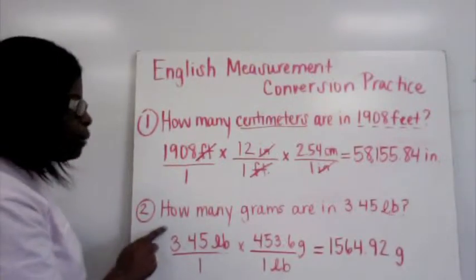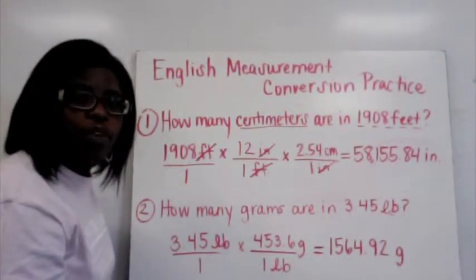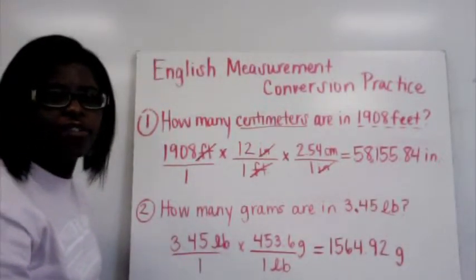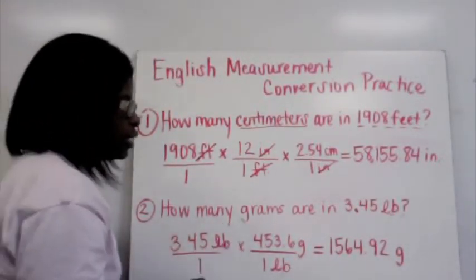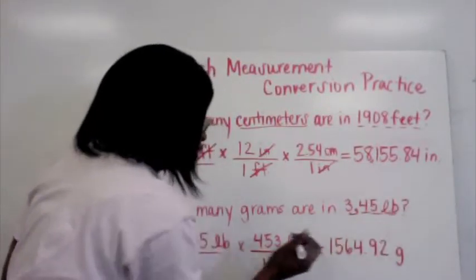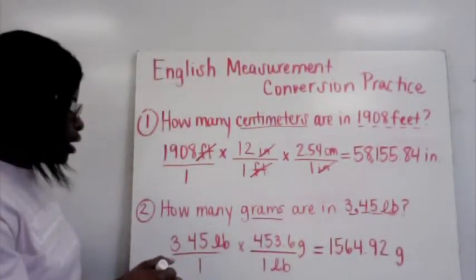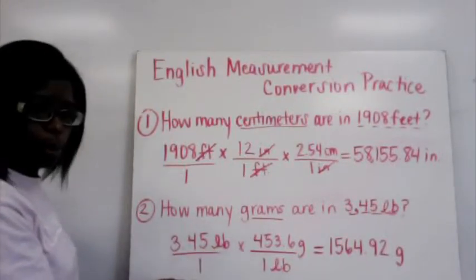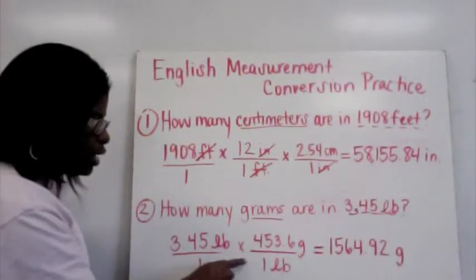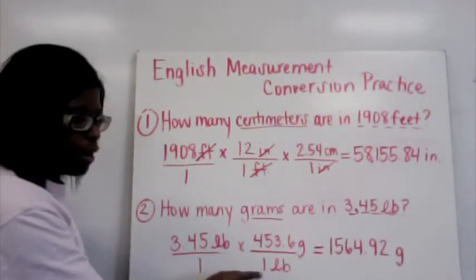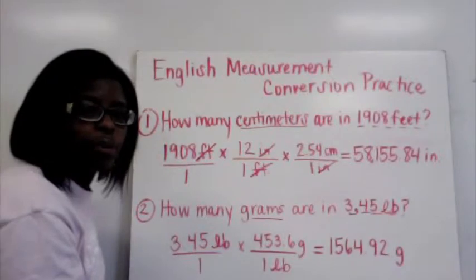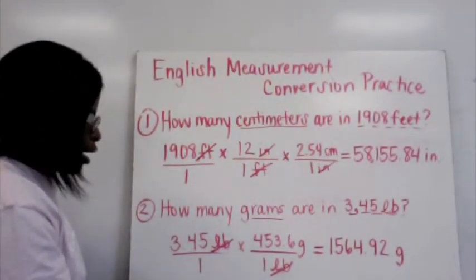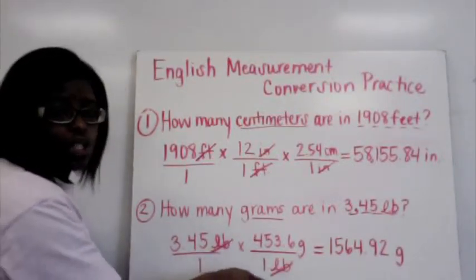Second question, how many grams are in 3.45 pounds? If you can't see this decimal, that is a decimal, 3.45 pounds. Once again, this is what we're given, so we want to start with that, and this is what we want to answer in, which is grams. So 3.45 pounds is going to go at the top of our ratio. 1 is just our placeholder. Then we need to figure out how to get rid of pounds. For every 1 pound, you have 453.6 grams. So pounds are going to cancel. We would multiply across, and that would be our final answer because 1 is the denominator.